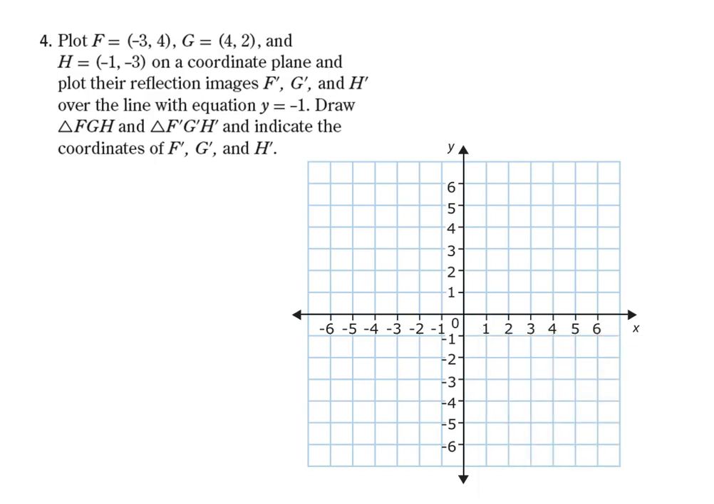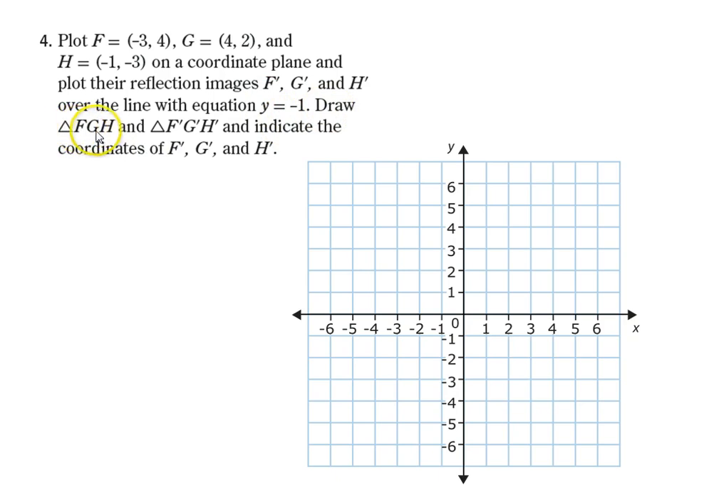Number 4 on the screen, where we are asked to plot the point F, which is (-3, 4), the point G, which is (4, 2), and the point H, which is (-1, -3) on a coordinate plane, which I have right here, and plot their reflection images, F prime, G prime, and H prime, over the line with equation y = -1. So this line right here is going to be the mirror which we are going to reflect this triangle over, which we'll see in a minute.